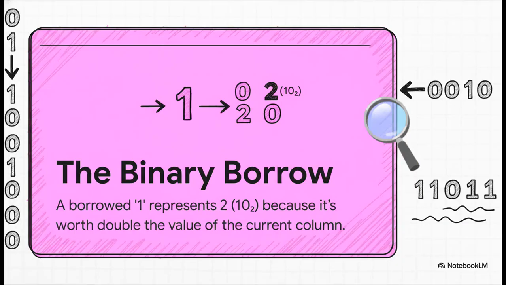Let's actually put a name on that: the binary borrow. So when you grab a 1 from a column over on the left, you're not just adding 1 to your current spot, you're adding 10 in binary, which is the number 2. And just understanding that one little shift is honestly the key to everything else.